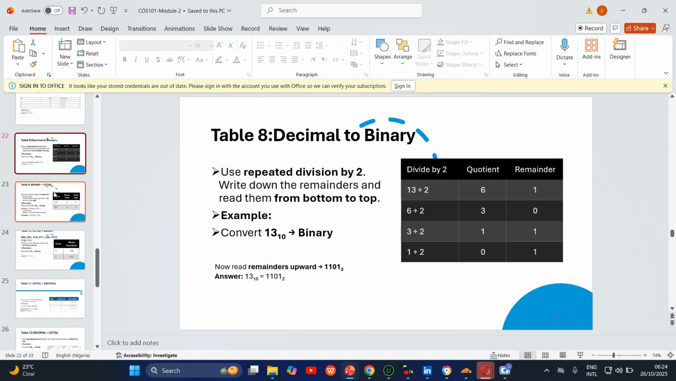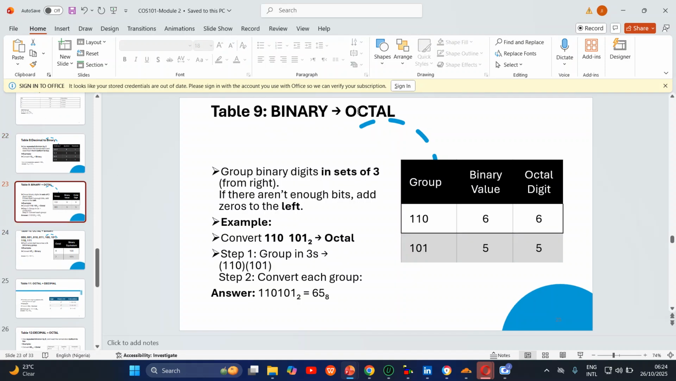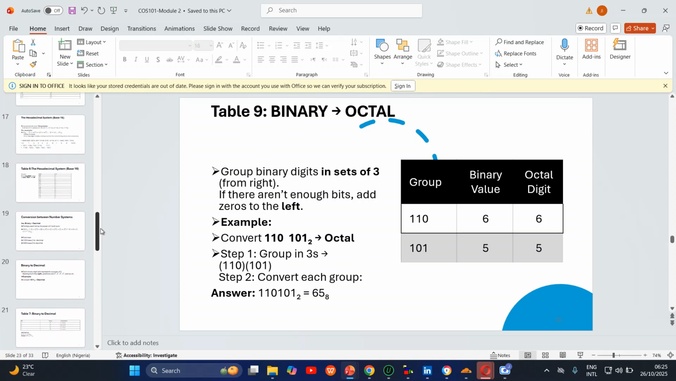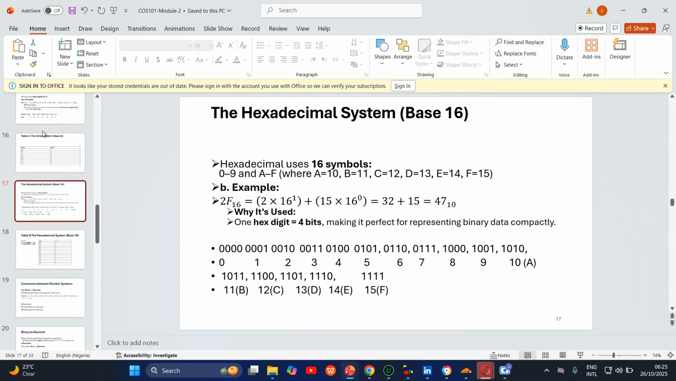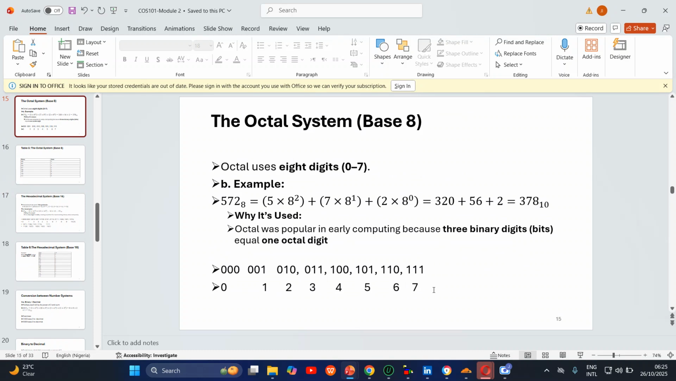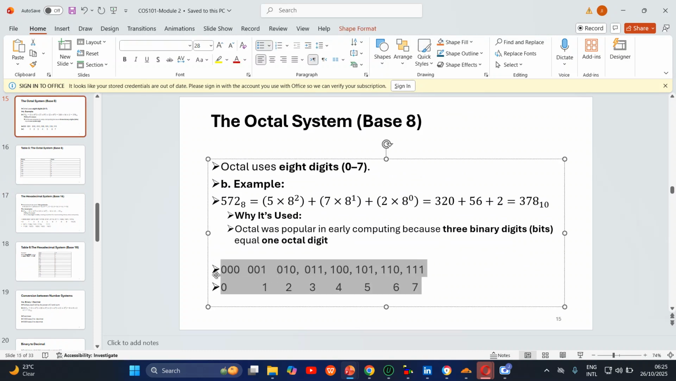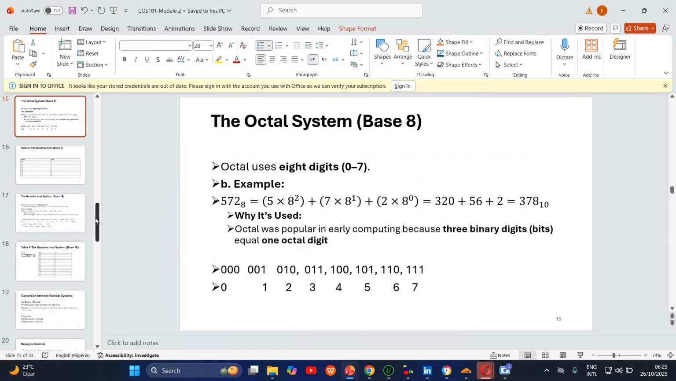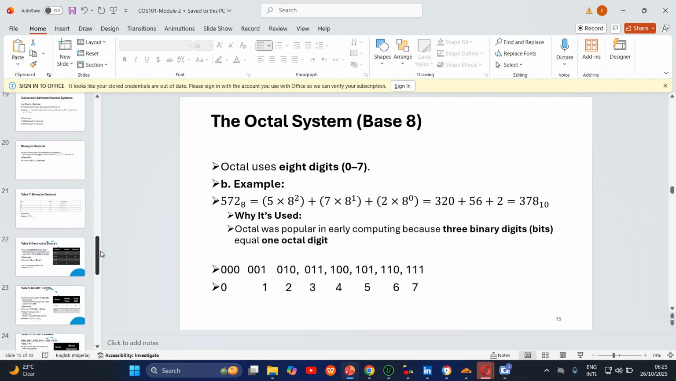Now let's move forward. We have binary to octal. For binary to octal, group binary digits in sets of 3 from the right. If there aren't enough bits, add zeros to the left. So let me just copy what I did here, this binary. Then let's work with it here.